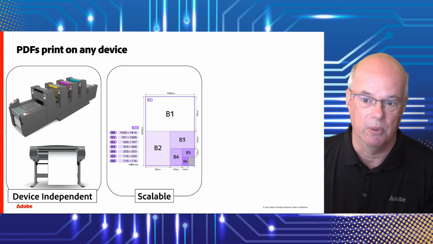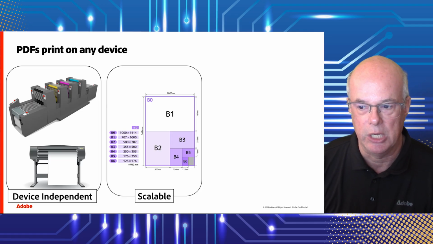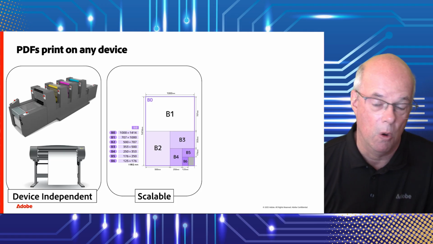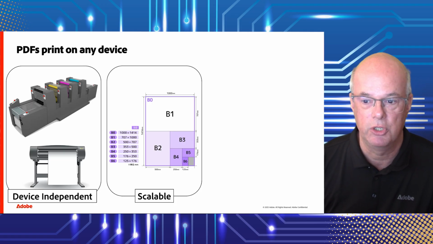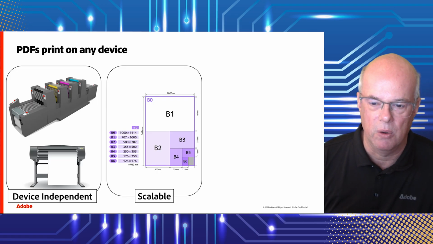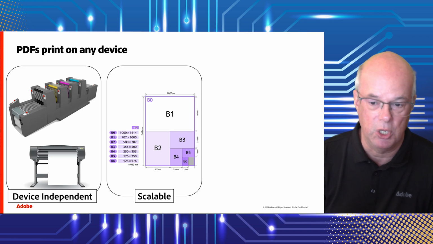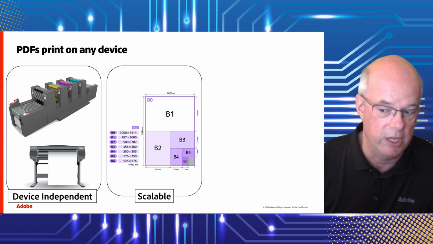PDFs are scalable. So the fact that we're storing all these objects separately means that we can actually reproduce them at any particular size, whether we're printing it small, like on a postcard, or very large, such as on a poster, maybe even on a bus or a building wrap. We can print this content at any particular size that's scalable, and without having to go back to our designer to ask them to redo their work just because we want to print something at a different size or scale.